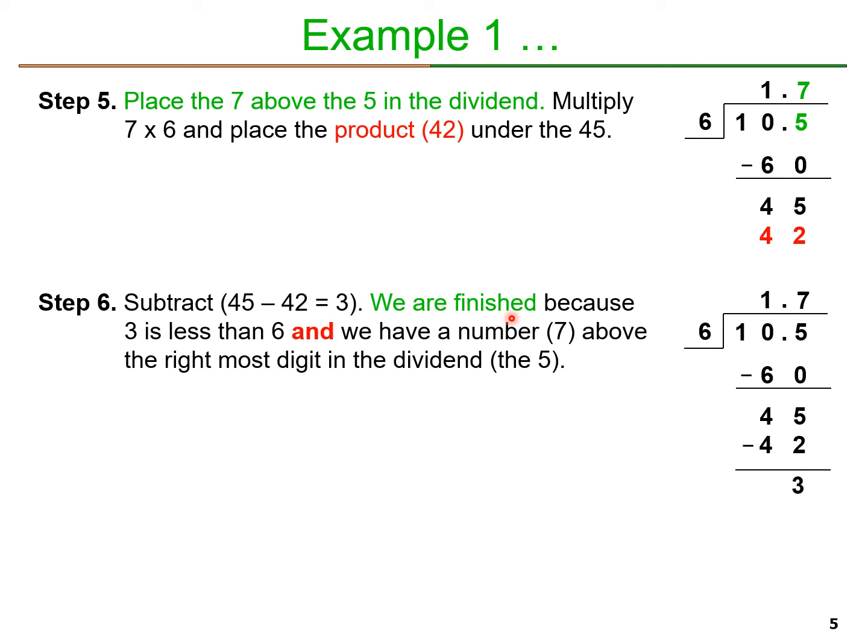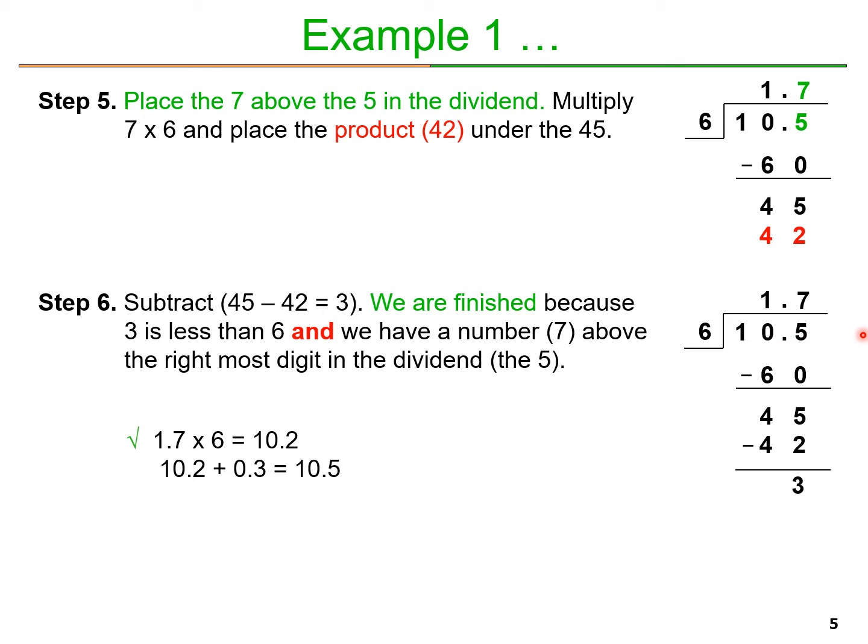We are finished because our last subtraction resulted in a number, 3, which is less than the divisor, 6. And we have a digit, the 7, above the rightmost digit in the dividend, the 5. So we have met the 2 requirements to be finished. This last subtraction, 3, is less than the divisor, and we have a digit above the rightmost digit in the dividend.